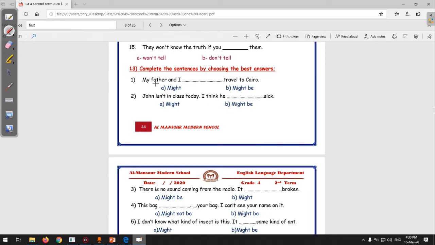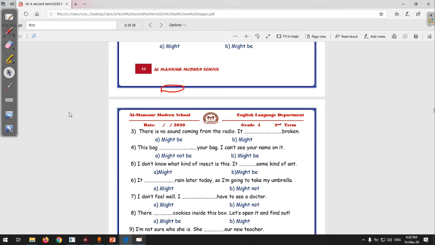Okay, let's see this one. My father and I might travel to Cairo, because travel here is a main verb. We don't have to choose be. Okay, let's check another one. The sound coming from the radio, it might be broken. Okay, because broken here is not a verb, it's an adjective, so we have to pick might be for the sentence. And then I'm sure you can finish the rest by yourself.